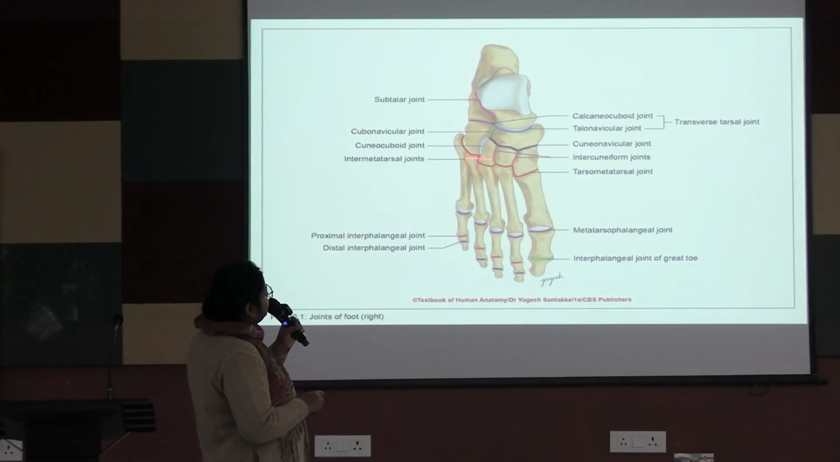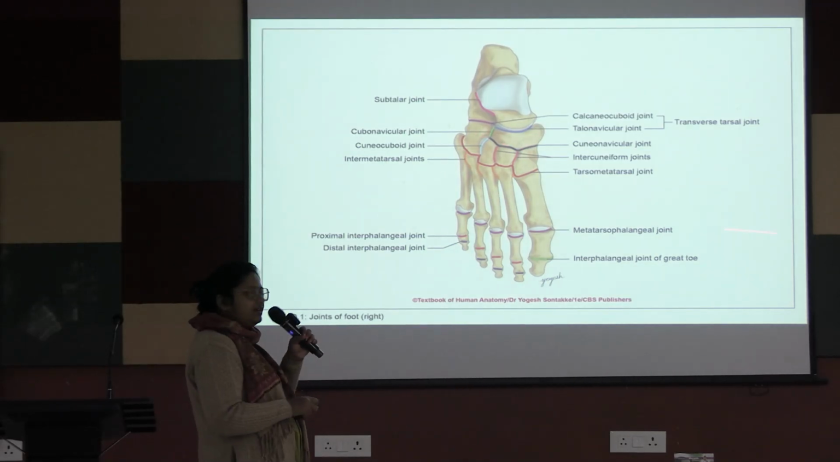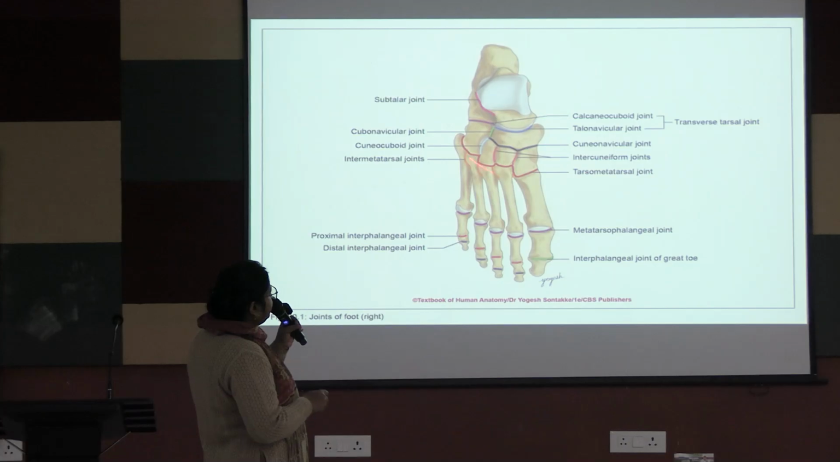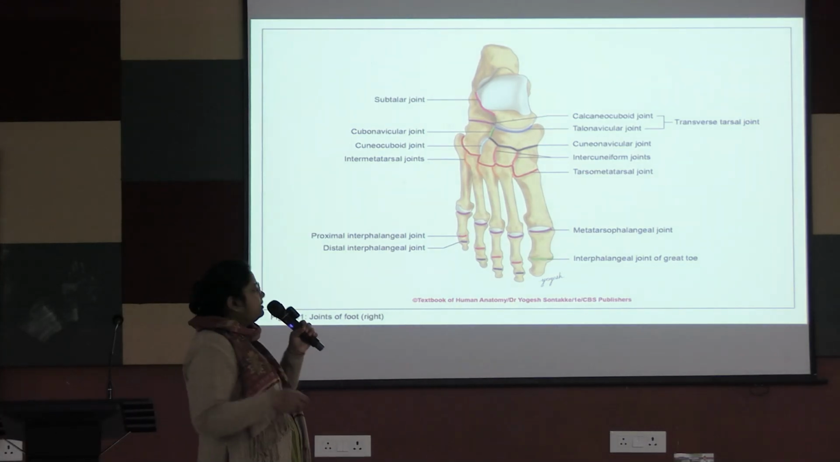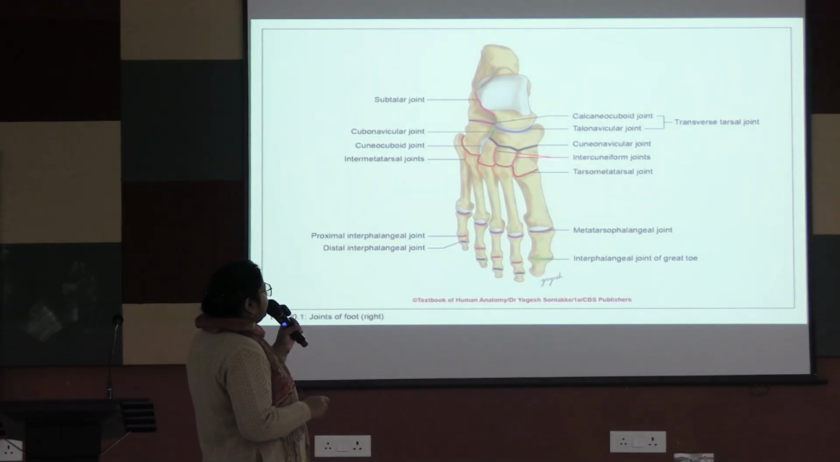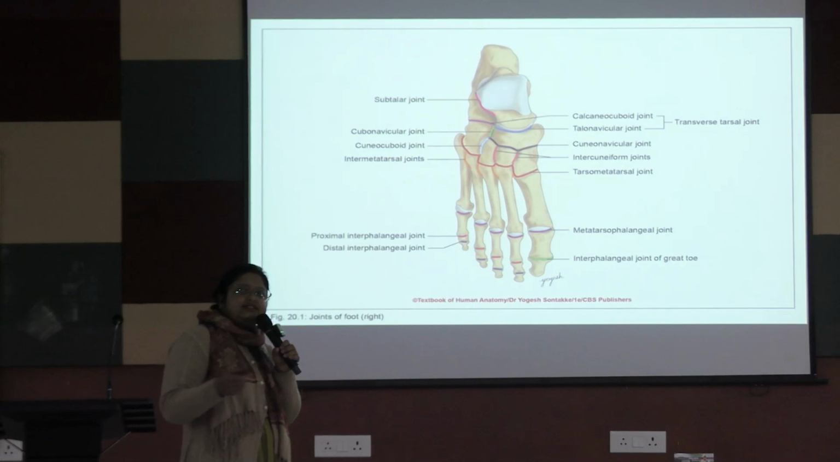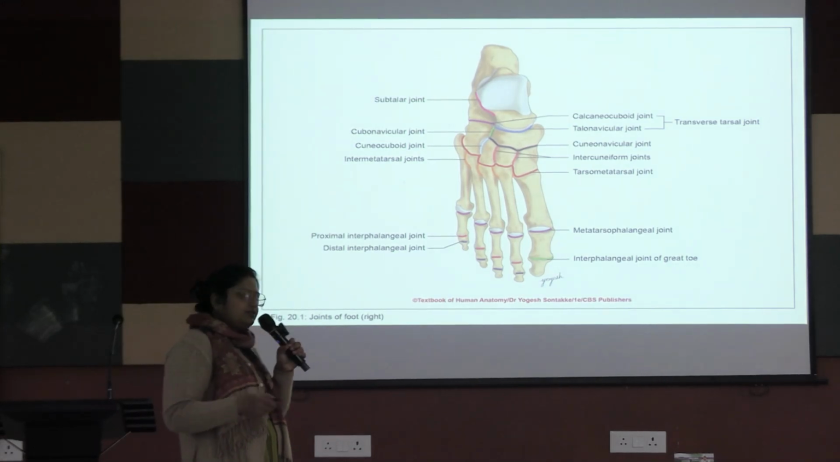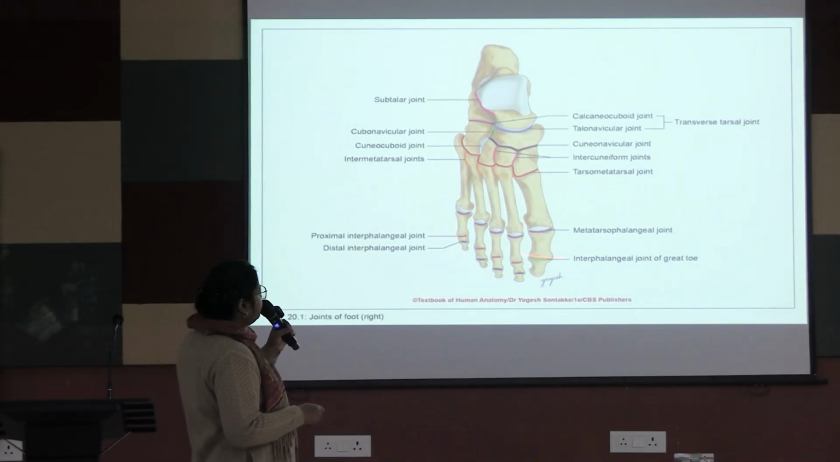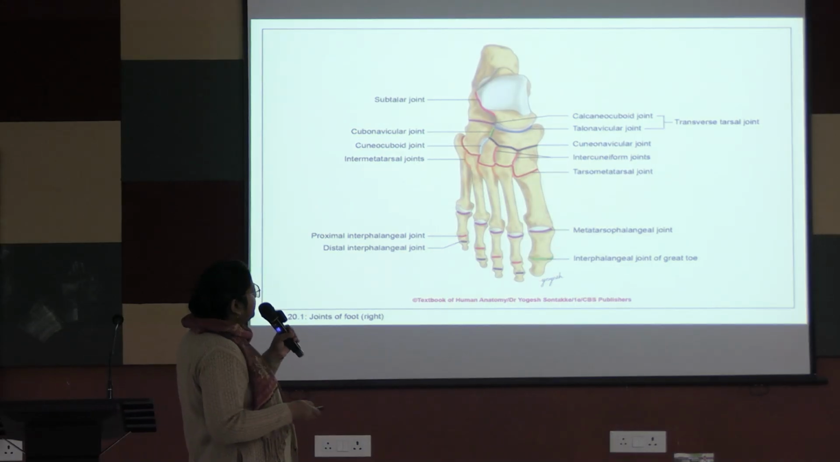And here is the tarso-metatarsal joint, in front of the cuneiforms and the cuboid. They articulate with the bases of the metatarsals, forming the tarso-metatarsal joint. In between the bases of the metatarsals, these orange colored joints are the intermetatarsal joints. Metatarsals articulate with each other through these joints. And these two we have already discussed, the metatarsophalangeal and interphalangeal joints.